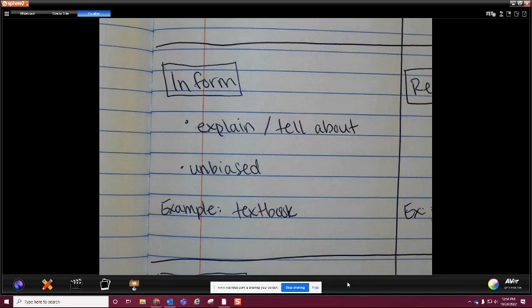It's unbiased. What you will look at here is science and social studies. What you're learning about in there, for social studies, for instance, is information, just informing you about ancient Egypt or about ancient India. There's no bias there. It's unbiased. It's just telling you the facts.